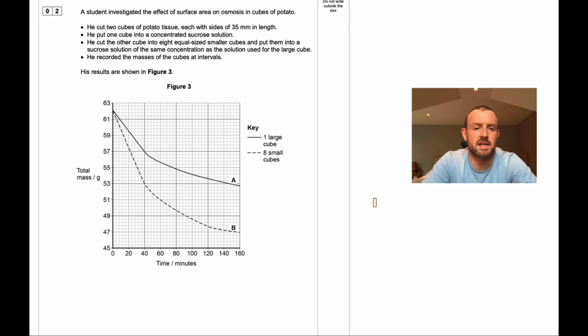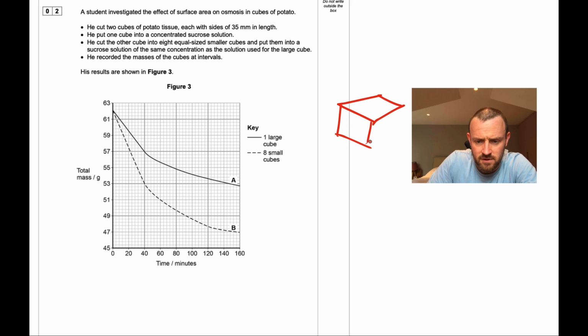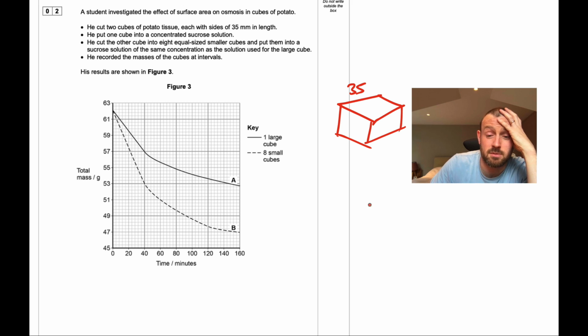It says, the student investigated the effect of surface area on osmosis in cubes of potato. He cut 2 cubes of potato tissue, each with sides of 35 millimeters in length. I'm just going to draw a little cube of potato so I can visualize it. Each one 35 millimeters in length. He put 1 cube into a concentrated sucrose solution. He cut the other cube into 8 equal size smaller cubes.